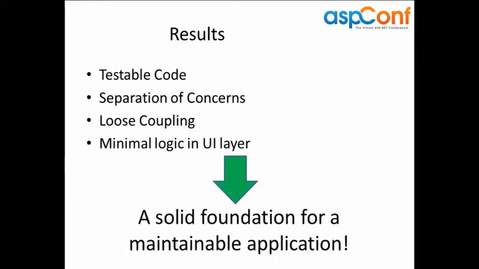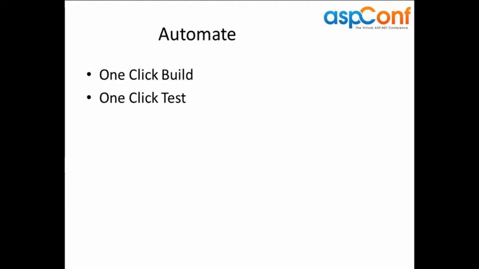So there's a few more things we can do to improve this. One of the things I mentioned that we can do is add some automation. In pretty much every project that I work on, one of the first things I do is try and set up a one-click build, one-click test set of scripts. So let's look at that next.